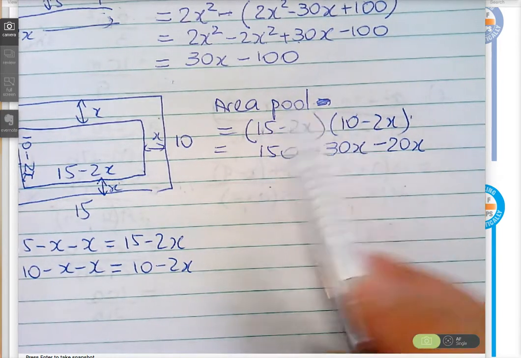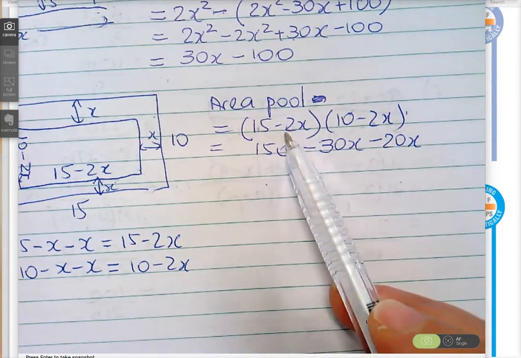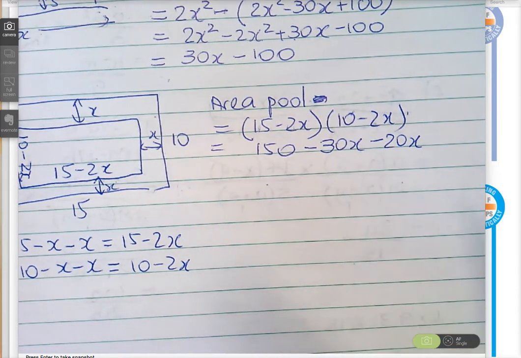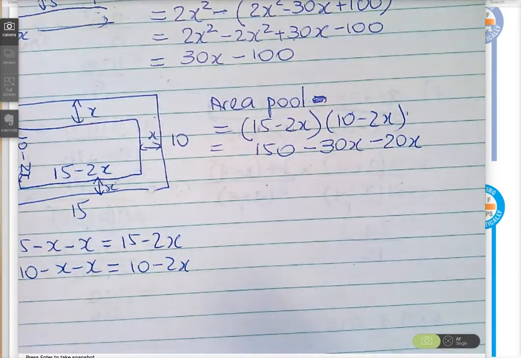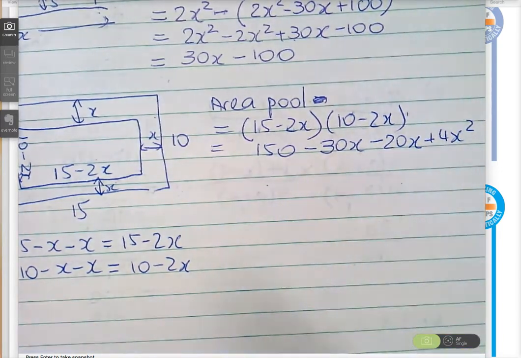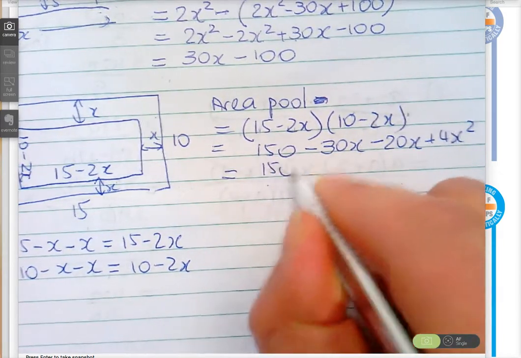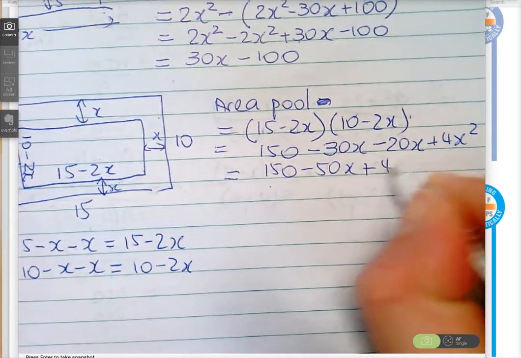15 times 10 is 150. 15 times minus 2x is minus 30x. Minus 2x times 10 is minus 20x. And minus 2x times minus 2x is plus 4x squared. How do we simplify that? 150 minus 50x plus 4x squared.